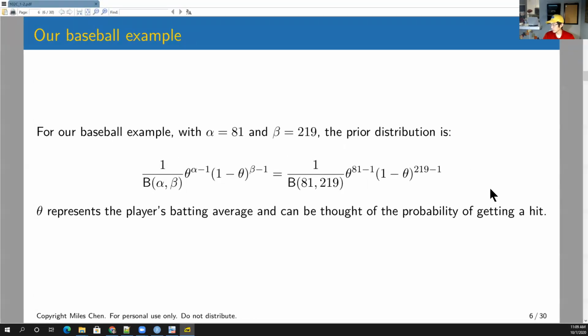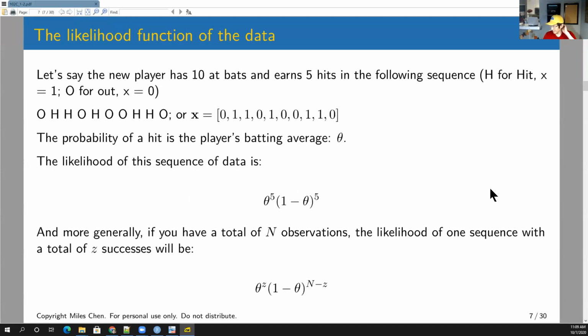Go ahead and maximize this. Okay, and so what we're going to say is that let's say we get a new player. This new player, we observe the player at 10 at-bats. So that's maybe a couple of games, 2 or 3 games. And in 10 at-bats, the player earns 5 hits in kind of the following sequence. And we're going to say hits are 1s and outs are 0s.